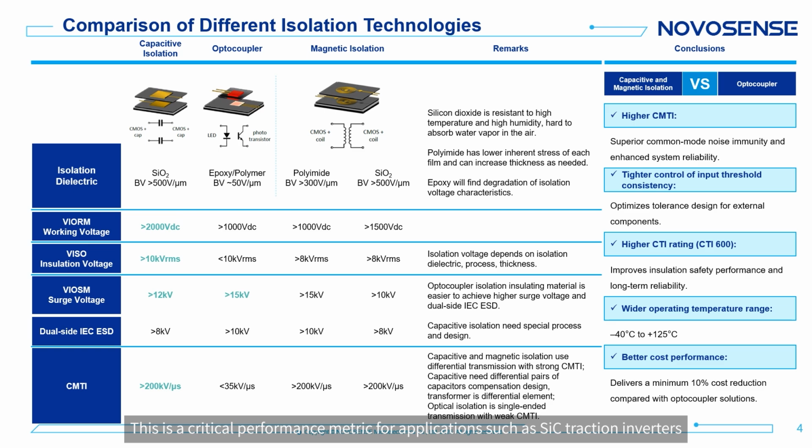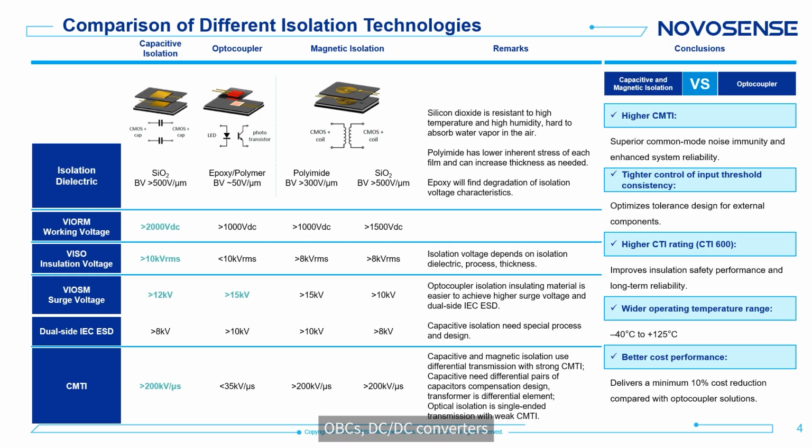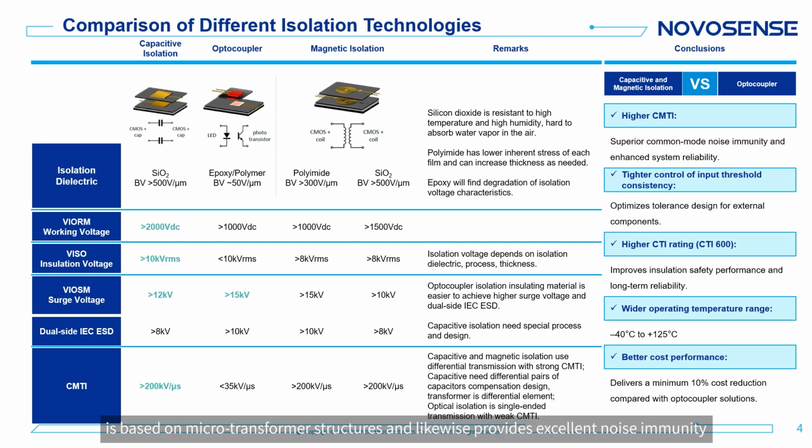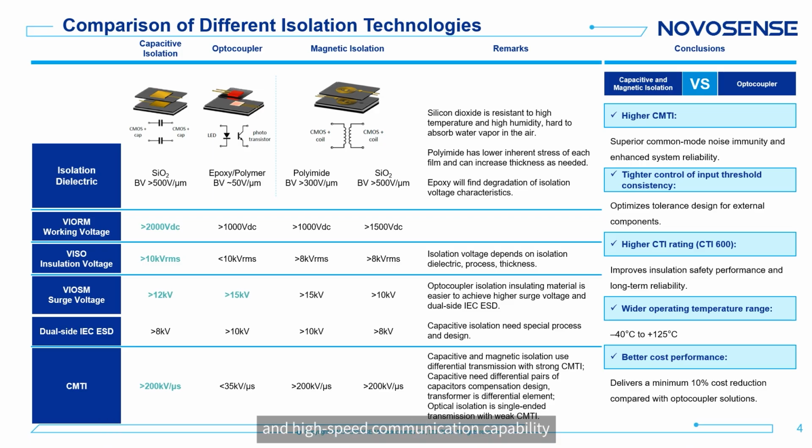This is a critical performance metric for applications such as silicon carbide traction inverters, OBCs, DC converters, and energy storage systems. Magnetic isolation, on the other hand, is based on microtransformer structures and likewise provides excellent noise immunity and high-speed communication capability. Overall, compared with traditional optocouplers, digital isolation solutions typically offer higher CMTI, better input threshold consistency, wider operating temperature range, higher CTI rating, better system-level cost performance.